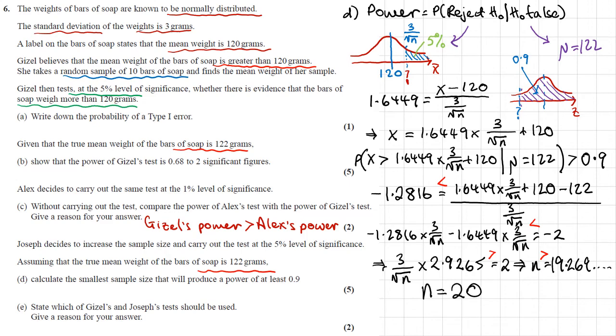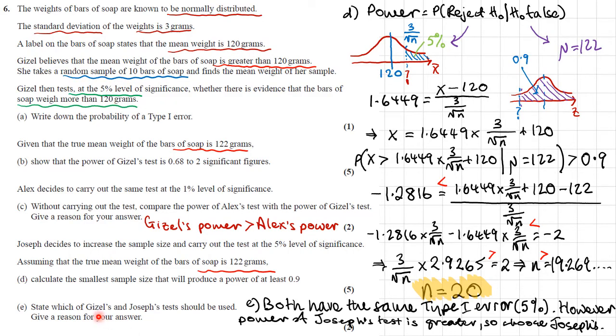Okay, so now we can move on to the very last part here. Part E, state which of Gisel's and Joseph's tests should be used, give a reason for your answer. Now, both of their tests, Gisel's and Joseph's, both have the same size of the probability of a type 1 error, that's 5%, because they both use a 5% level of significance. So the probability of a type 1 error is not going to help us decide who we're going to choose. So we need to look at the power of the test.